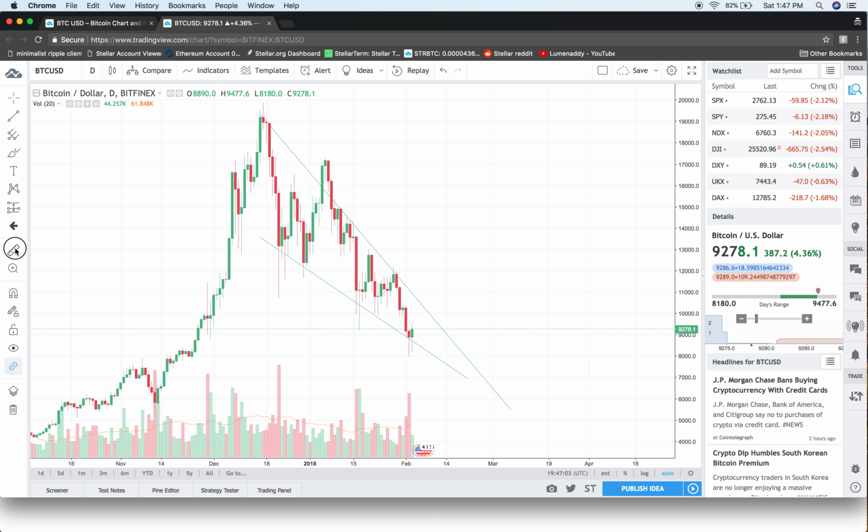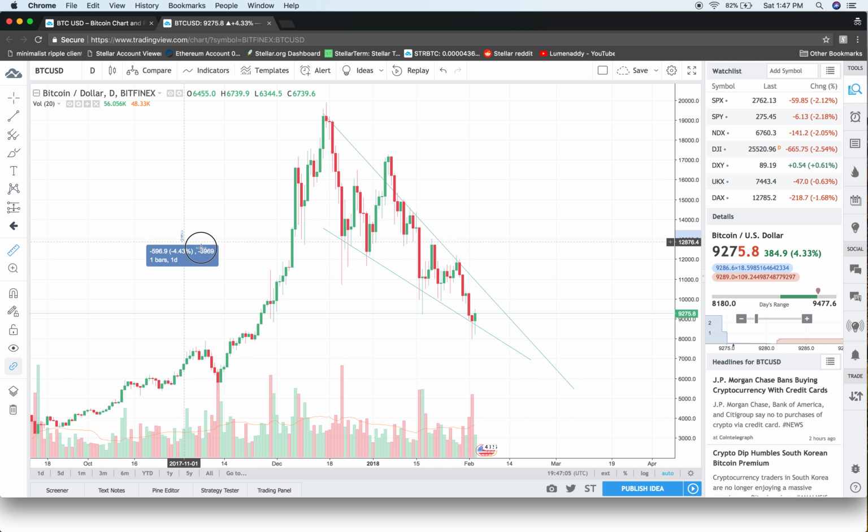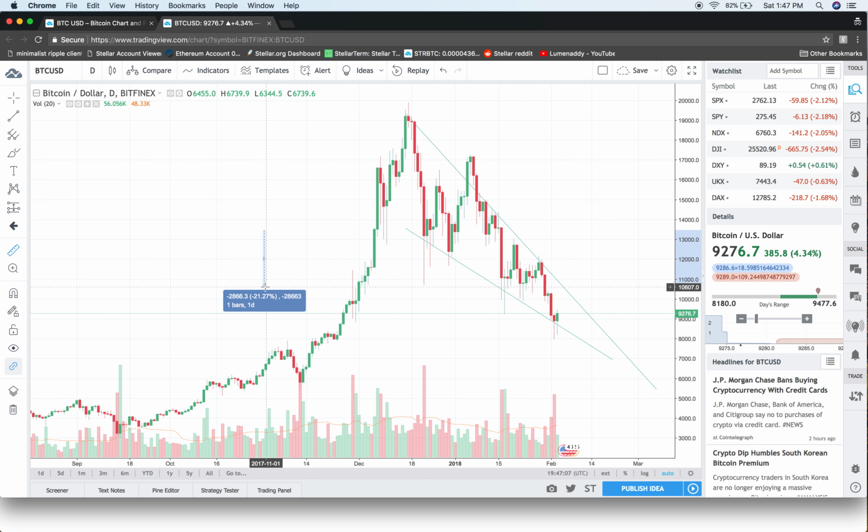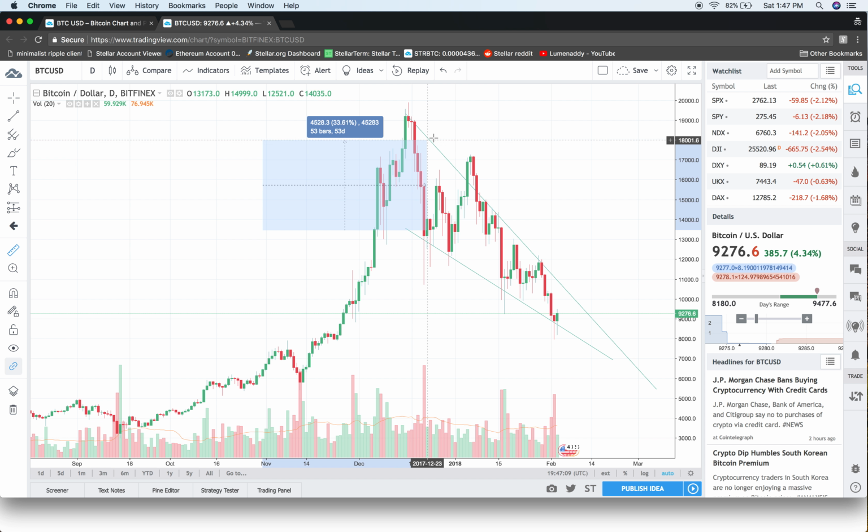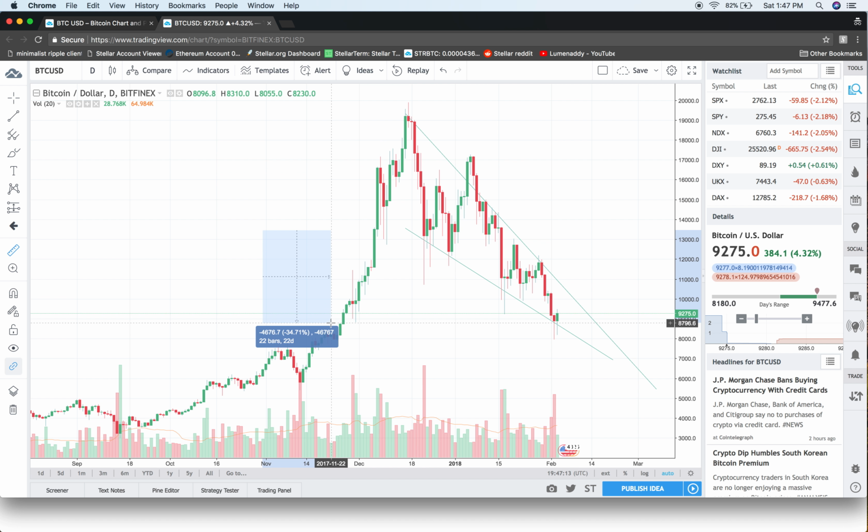And then what is this? This is a ruler? Oh, this is to measure movements. Yeah, like if you wanted to know how many bars were in a certain movement, how long it was, and how many days it took, that's the information you see in the box below to give you an idea. Or you can just count the candles. But it tells you the percentage of the price movement as well, so it's good for that.